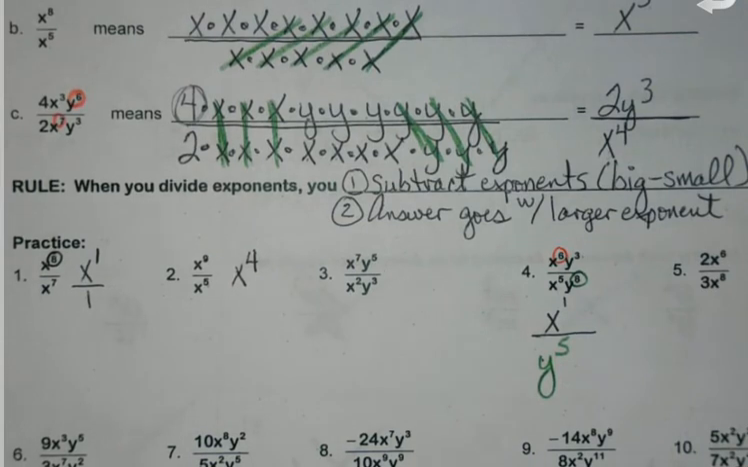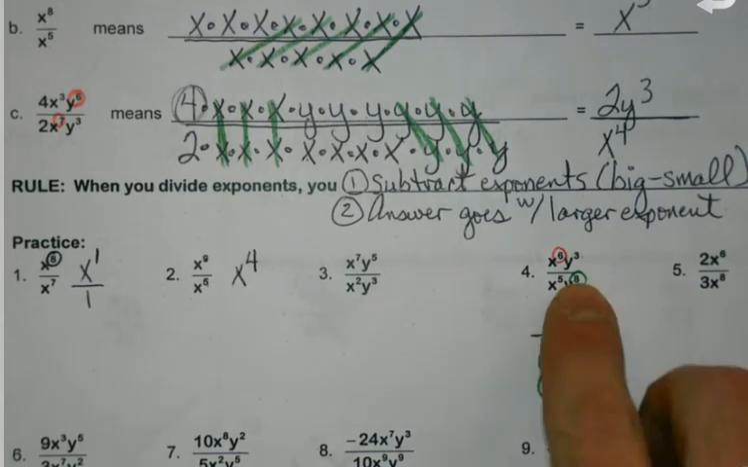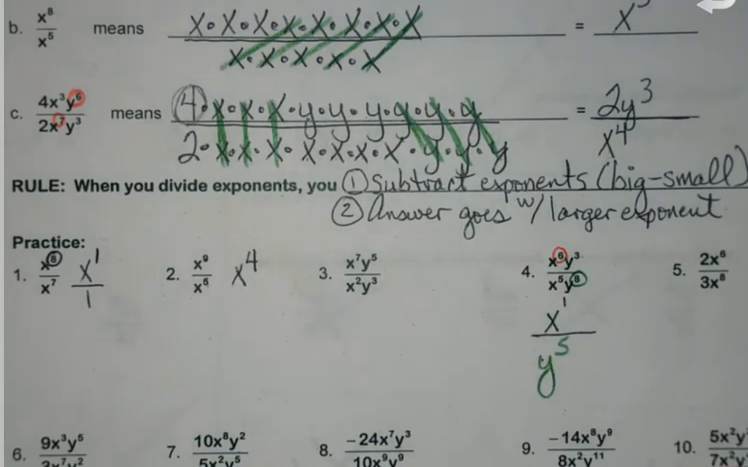So I'm always subtracting, but I'm always doing bigger number minus smaller, and then my answer goes where the bigger number's at. What's that? Only for the exponents. Yeah, this is only the rule for exponents.